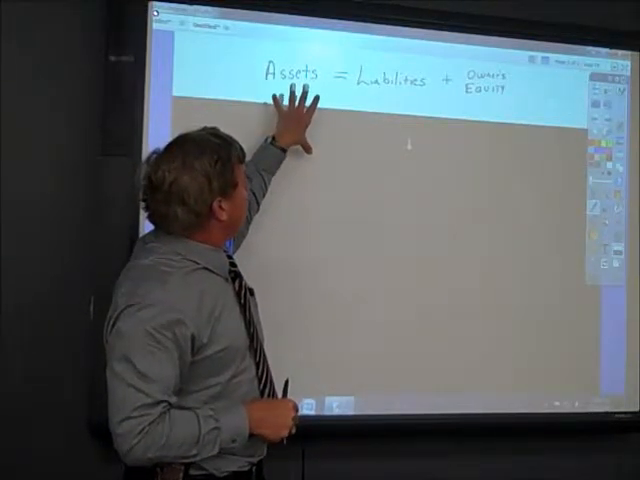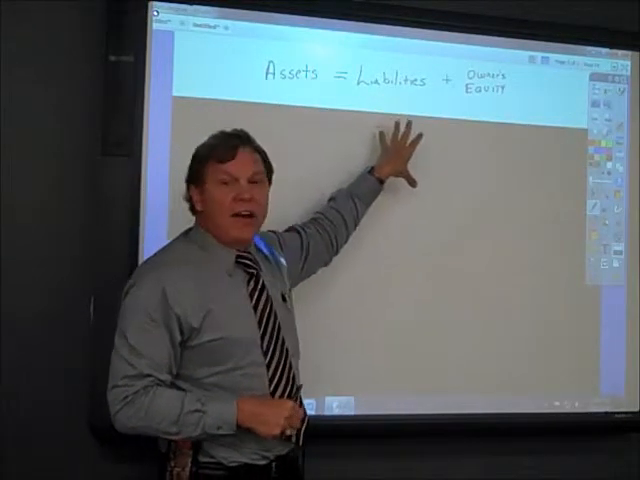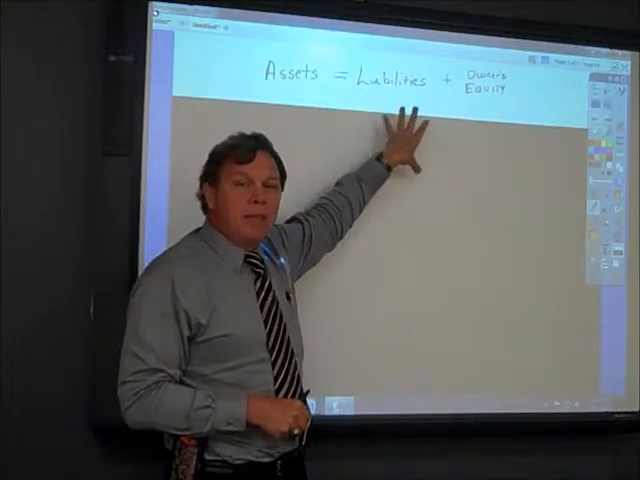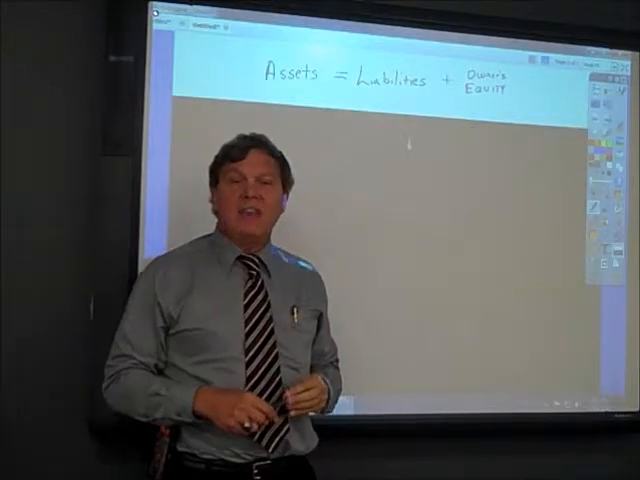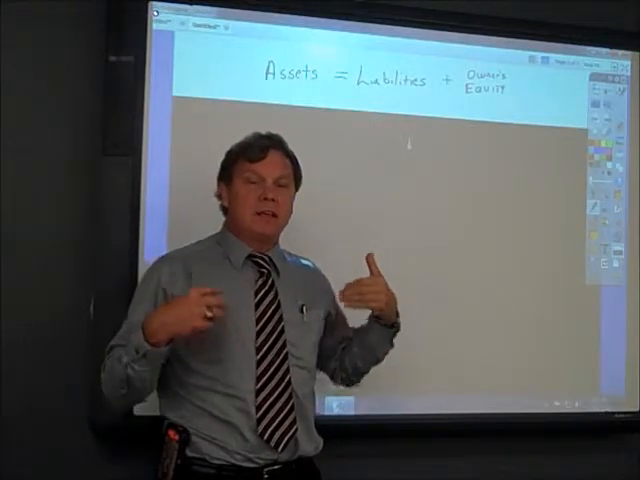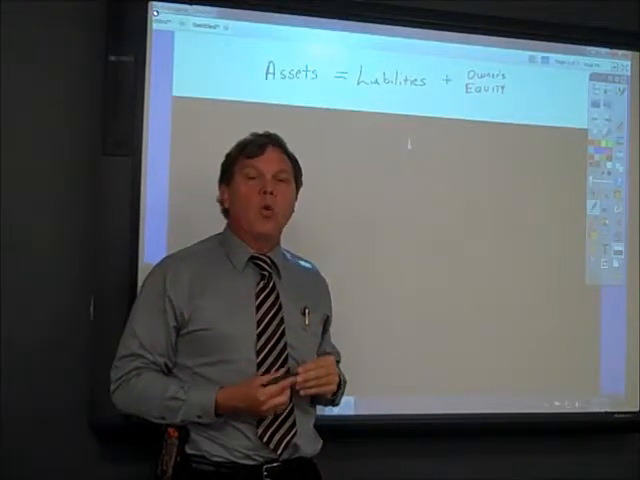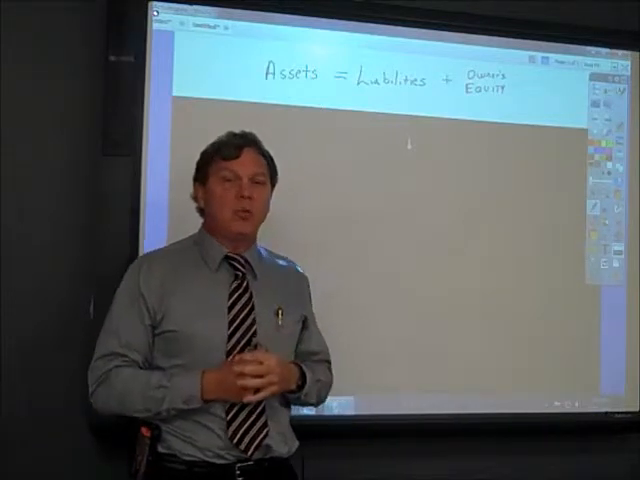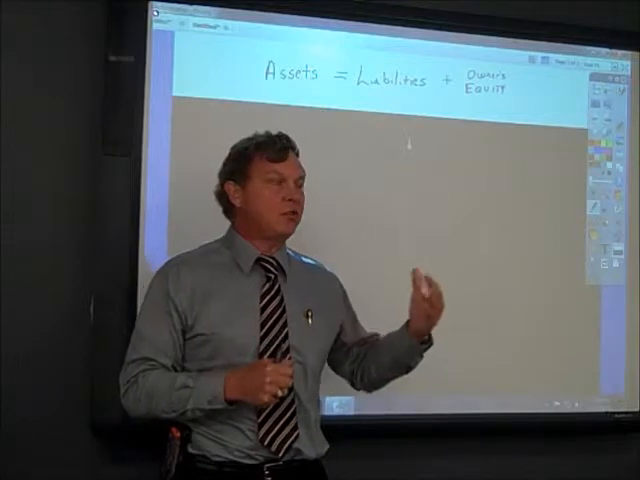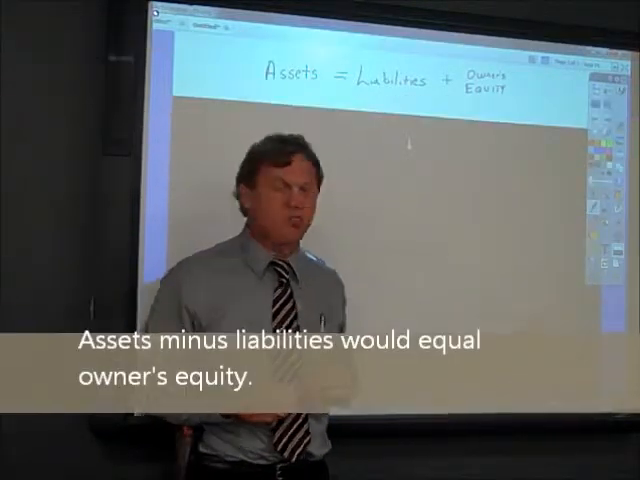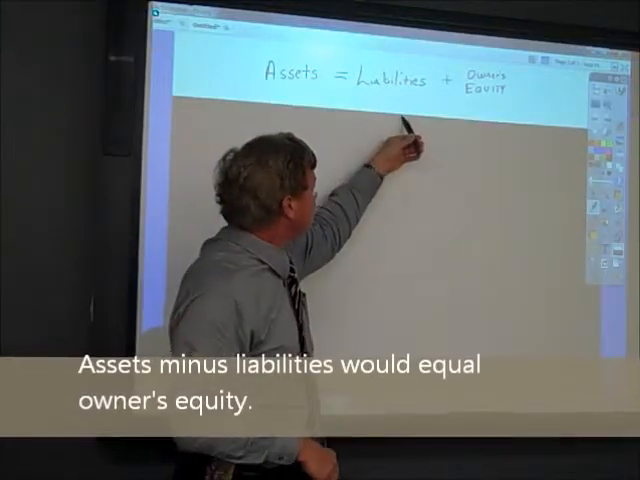So we have the assets, we defined the liabilities, and the owner's equity, that is the owner's stake in the business, or it's the residual value of what the owner has in the business after it satisfies its obligations to creditors.